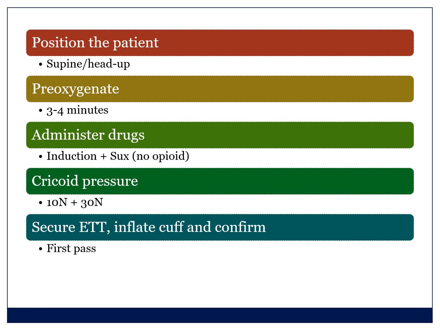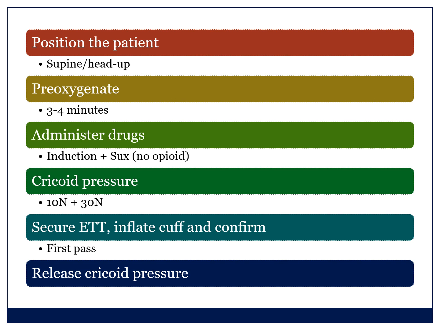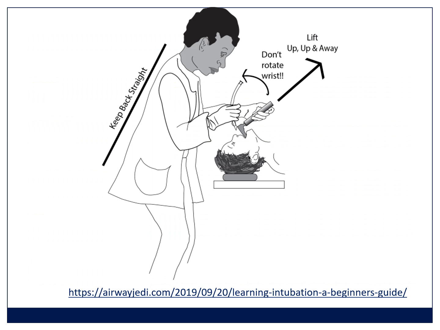You secure the endotracheal tube, ideally with first pass intubation, which means your most experienced intubator is usually the one doing this. You inflate the cuff and confirm position in a number of ways: misting of the tube, chest rise, auscultation of the chest, and if you've got it, capnography. And then and only then do you release the cricoid pressure. That's the classical rapid sequence induction.